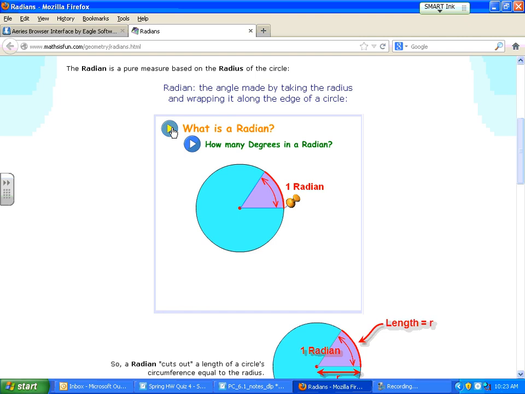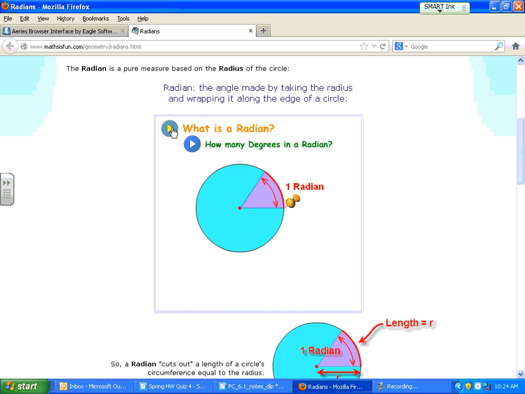So what's that? A radian is the length around the... No, that's not a radian. What does it say a radian is? The angle made. So a radian is an angle.